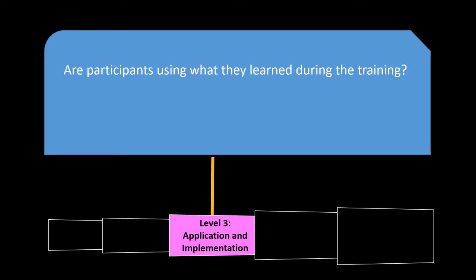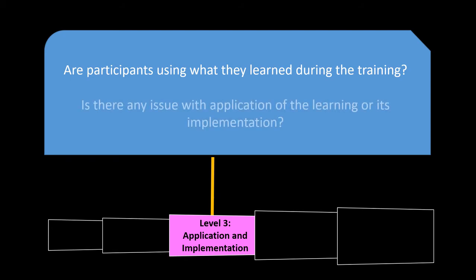Level 3, Application and Implementation measures if the participants are using what they learned during the training. If not, it also determines what are the issues with application of the learning or its implementation. Continuing with our analogy, the candidate had performed well in the assessment conducted after the training. However, you are still getting escalation from the client on the quality of work done by this candidate. What's wrong? Phillips ROI model helps in figuring out the problem.